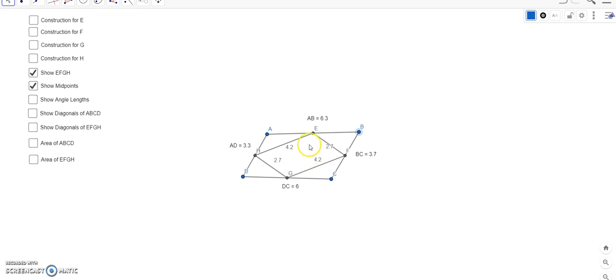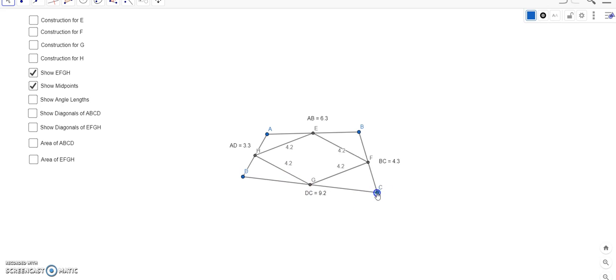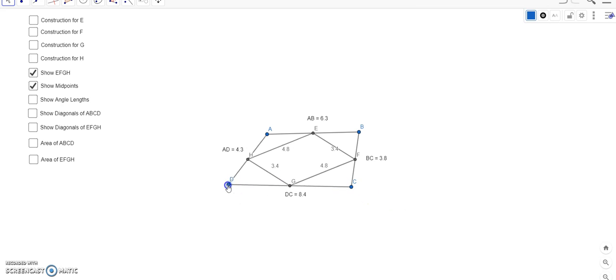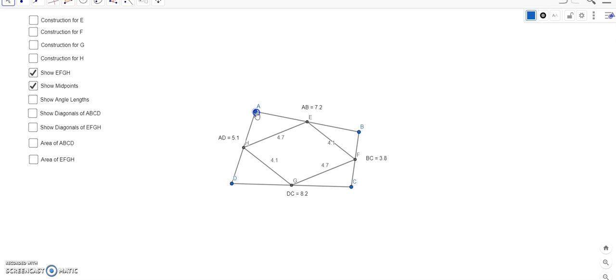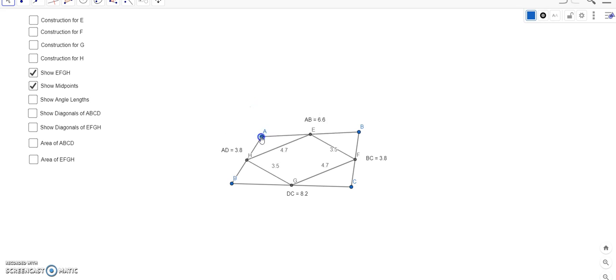To look at EF and HG, we'll move around C. And if we look, our side lengths are still the same. EF and HG remain the same no matter where we put C, and same with D and A. All of our lengths stay the same. So we can show that that conjecture is proven true.